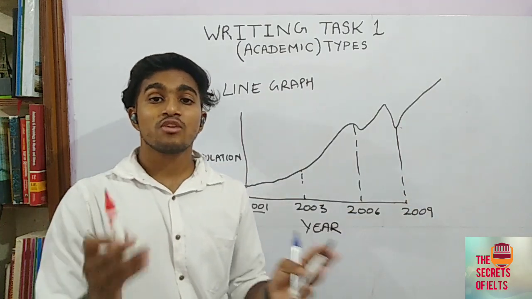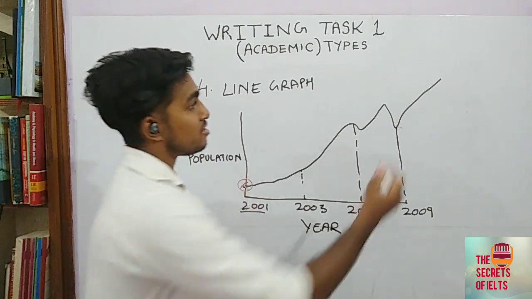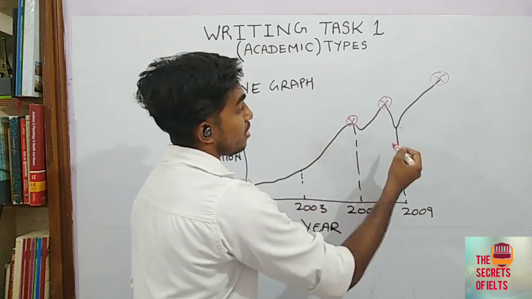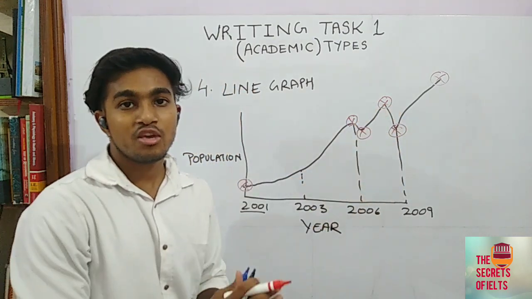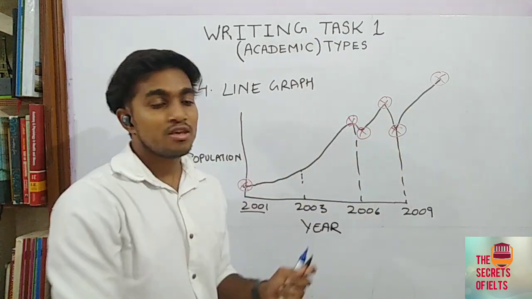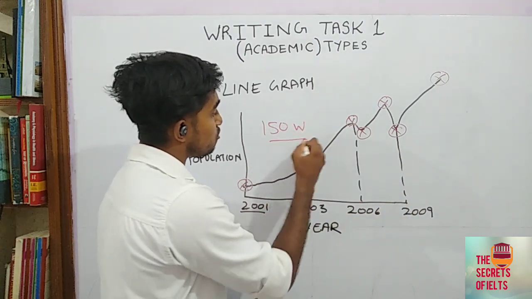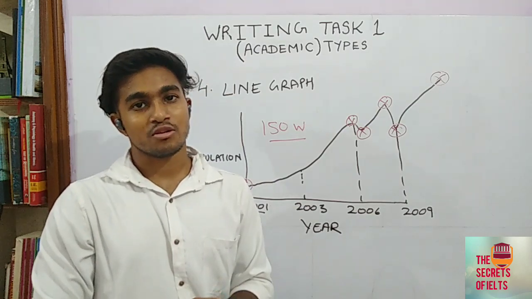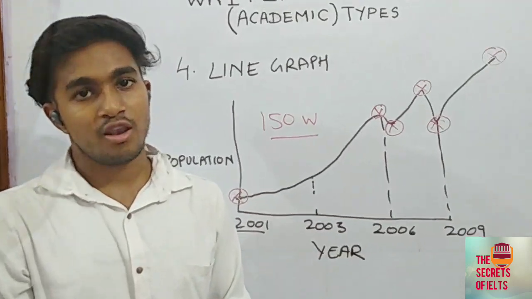The first thing you need to keep in mind is finding the trends, that is the lowest point, the highest point, the periodic rises and the drops. These points you need to keep in mind, and you need to explain, compare the points and summarize the whole thing in 150 words minimum, followed by a reasonable conclusion. So this is an example of a line graph.